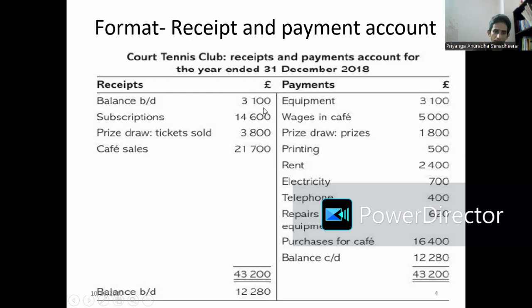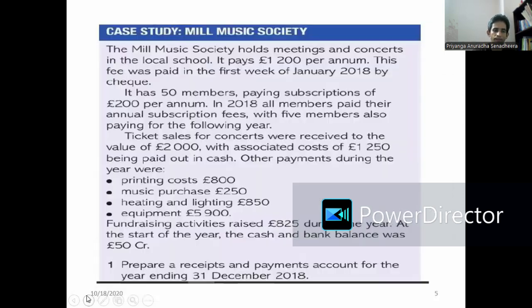We prepare a subscription account. So that is something to remember. All the receipts will be debited here, and all the payments will be credited here, and you finally get your balance, the closing balance. So you can see expenses such as printing, rent, electricity, telephone; all these expenses will be recorded.